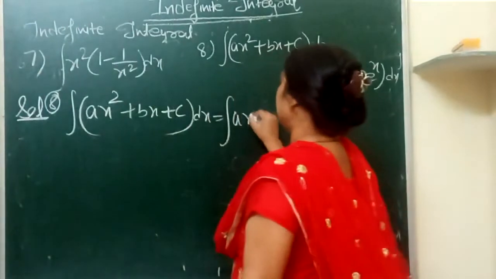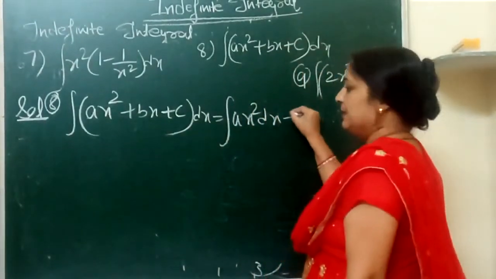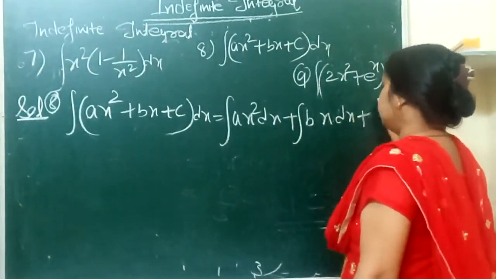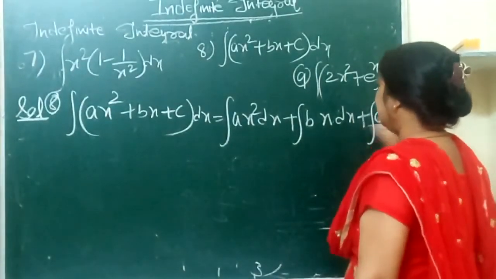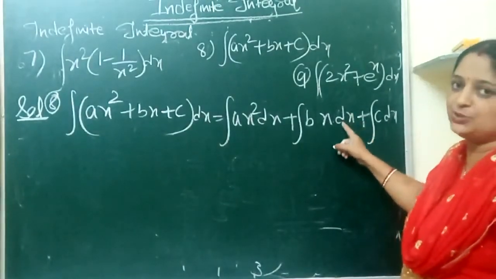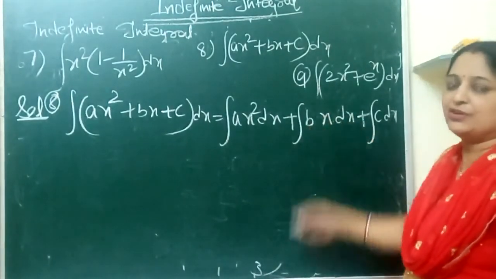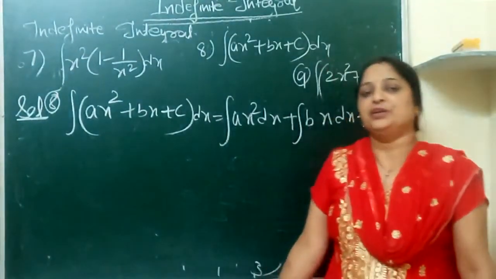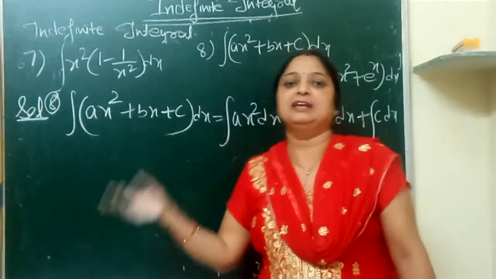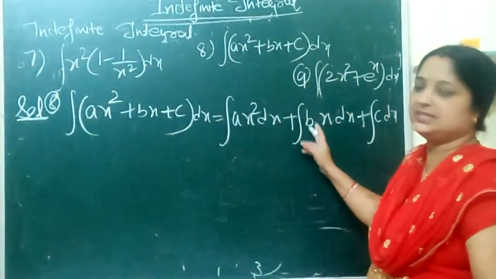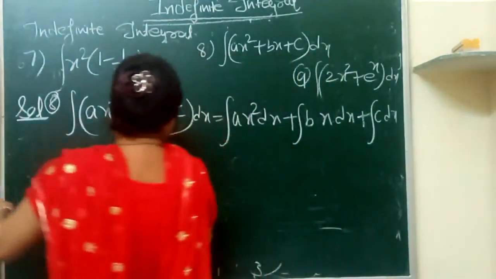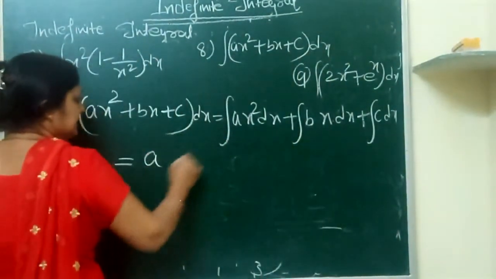Separate the integration: integration of ax square dx plus integration of bx dx plus integration of c dx. This dx is very important. Without this dx you can't solve this integration, because in derivative you take the differentiation with respect to x or with respect to y. Similarly, in integration we integrate with dx or dy. After that, a will come as it is.